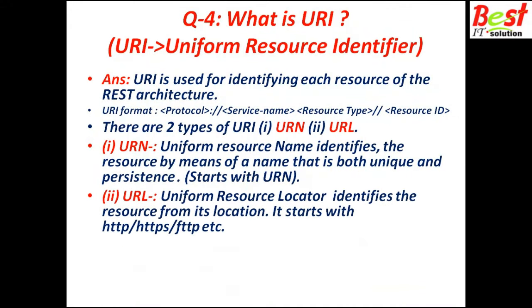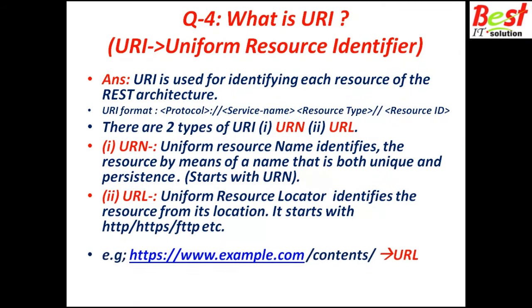And URL is the uniform resource locator. The uniform resource locator identifies the resource by its location only. The URN identifies the resource by its name, but the URL identifies the resource by its location. It starts with HTTP or HTTPS or FTP, etc.